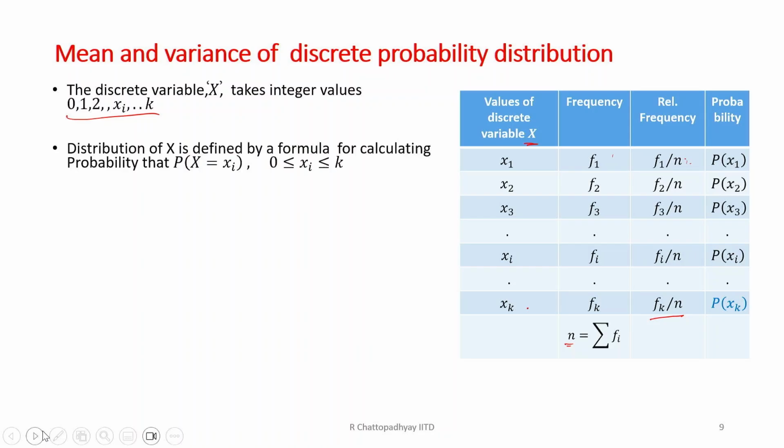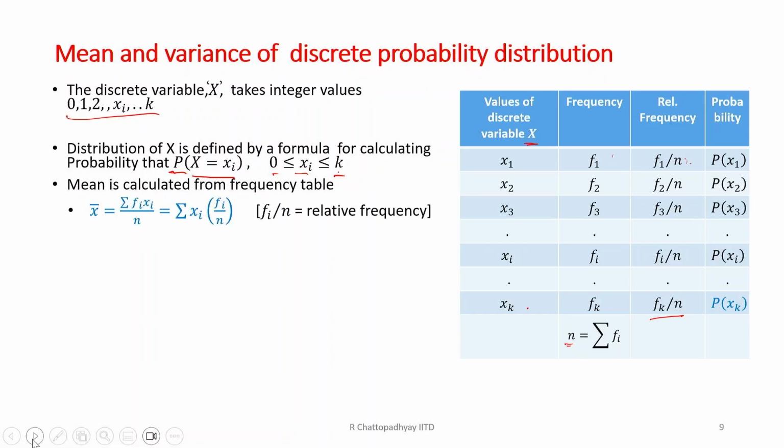So relative frequency and probability are basically the same in the case of discrete distributions. The distribution of x is defined by a formula for calculating the probability that x is going to be xi, which is going to lie between 0 to k. This is the maximum value, this is the k.